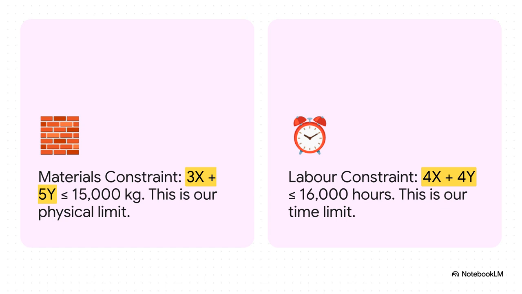These two equations here, these are our limits, or what we call constraints. The first one is for materials. It's just saying that the total materials we use for both X and Y has to be less than or equal to our 15,000 kilogram limit. And the second one is for labor. Same deal. Total hours can't top 16,000. These two lines in the sand define our entire playground.